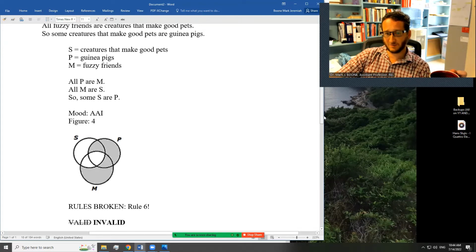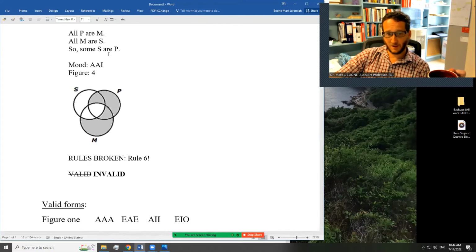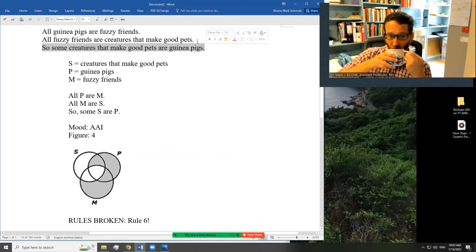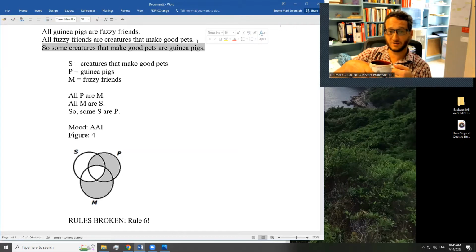Since we're not being Aristotelians here, what shall we do about this argument? Shall we say it's invalid? Yes, of course. But you know what we could do? We could say this. We could observe that a person making this argument is reasonably assuming the guinea pigs, and for that matter, fuzzy friends and creatures that make good pets all exist.